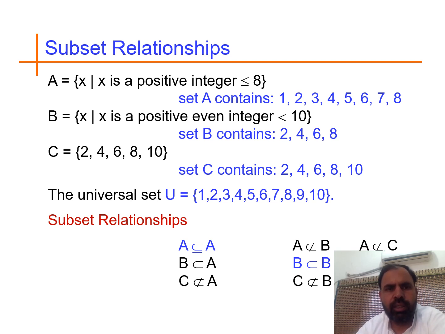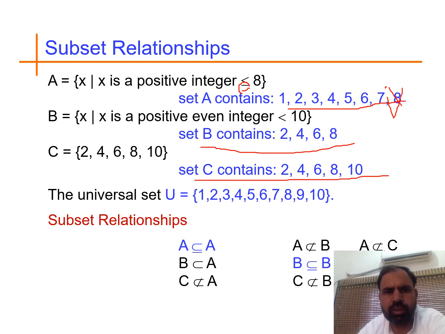If A is a set such that x is a positive integer less than or equal to 8, then set A contains 1, 2, 3, 4, 5 up to 8. If B is a set such that x is a positive even integer less than 10, set B contains 2, 4, 6, 8. And C is the set 2, 4, 6, 8, 10. So the universal set is 1 to 10.